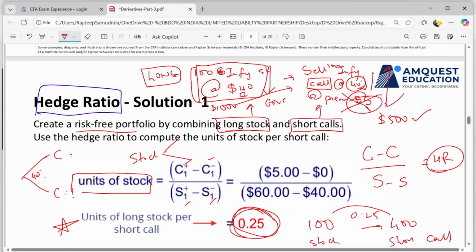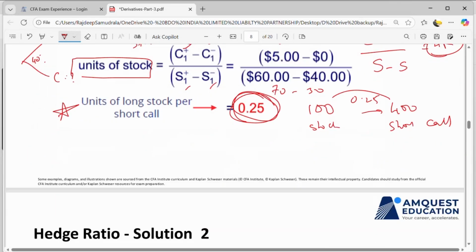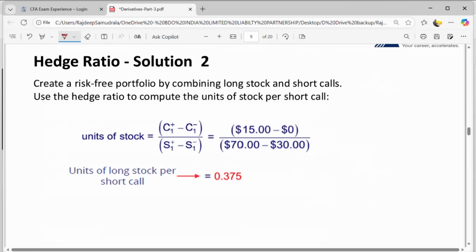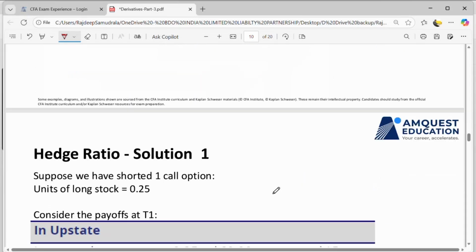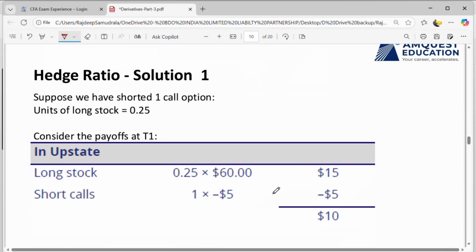So you know that if the call option value goes up, it's 15 and 0, but the stock I took 70 and 30. So 15 is divided by 40, and that gives you 0.375. Clear? Any questions? Well done. So this is the concept of the hedge ratio, which you find out shortly. And then let's prove it now.